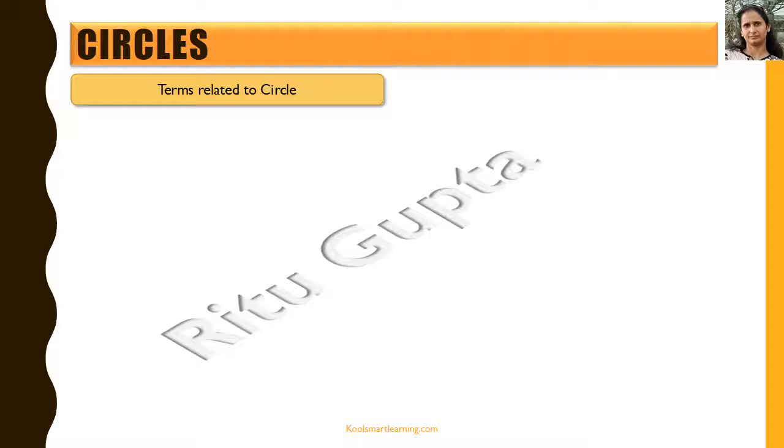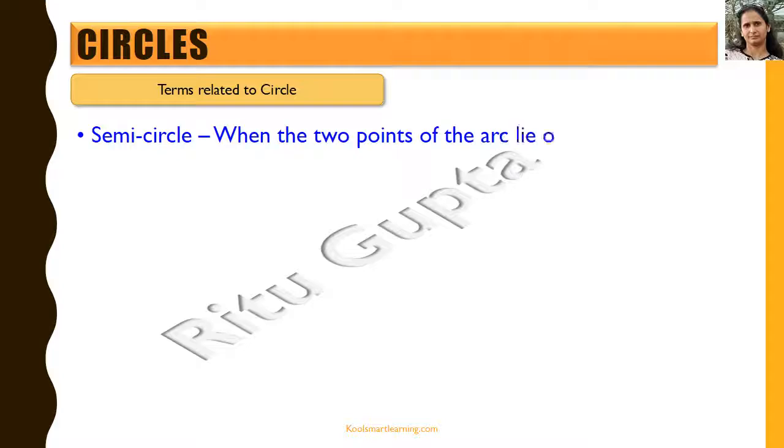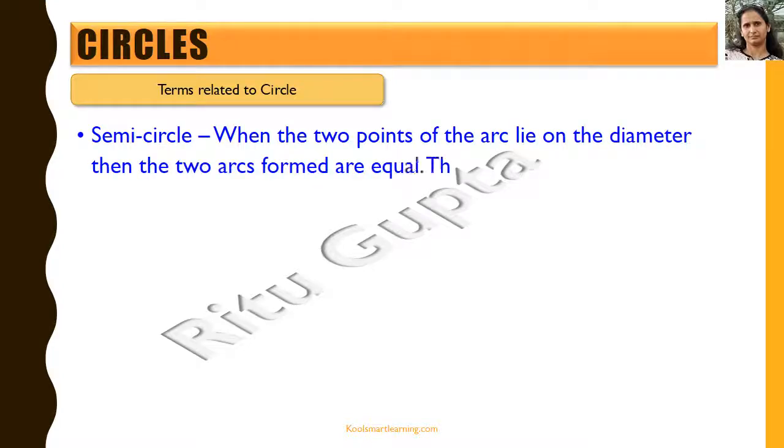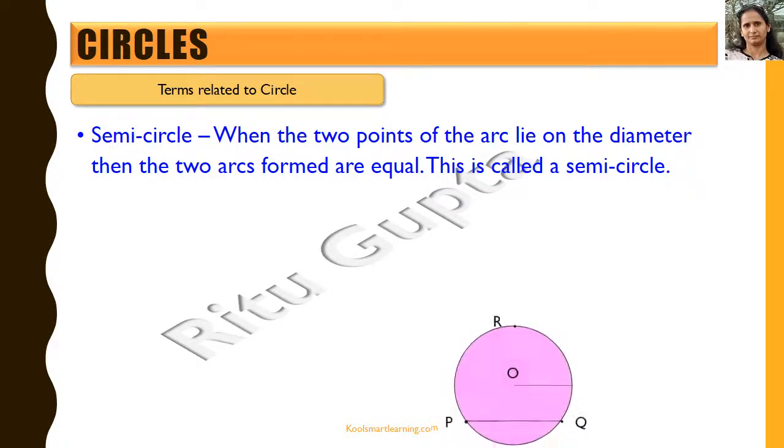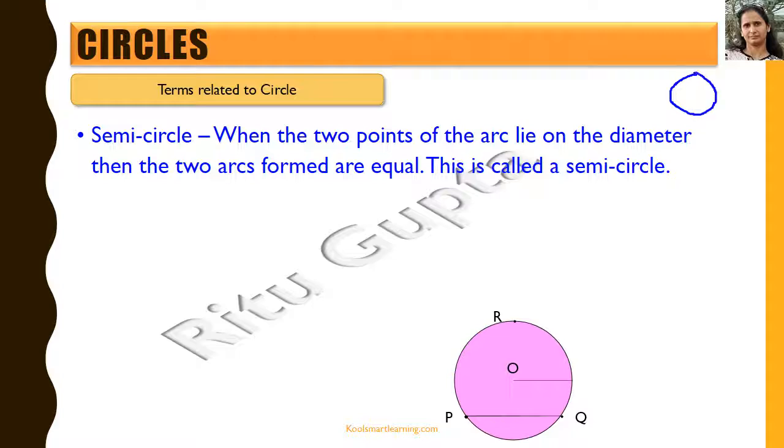So let's see some more terms related to the circle. Now what is a semicircle? A semicircle is half of a circle. When we have two points on the arc which lie on the diameter, so we have this circle with the center O and, say for example, this diameter, and we mark these two points on the arc as A and B.